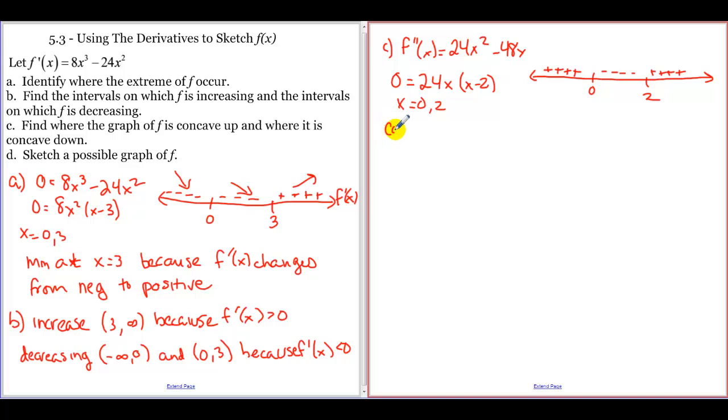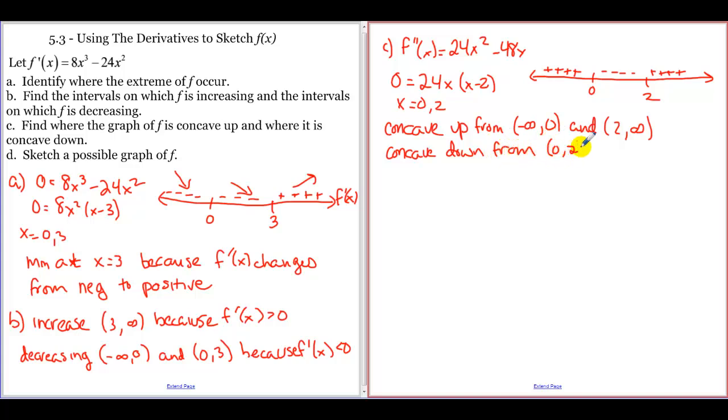So we are concave up from negative infinity to 0, and from 2 to infinity. And we are concave down from 0 to 2. Okay, now part D. This is the hard part, sketching our graph.